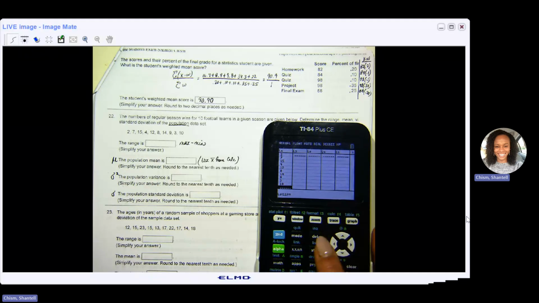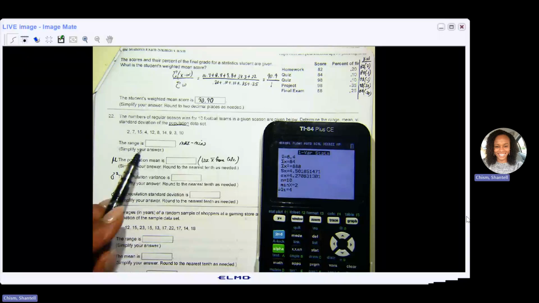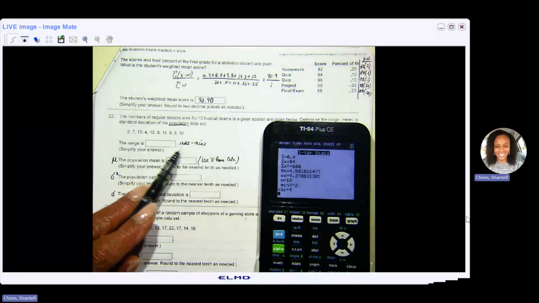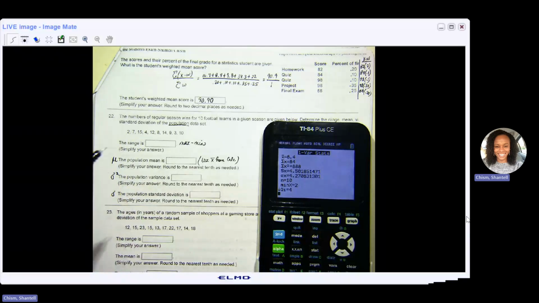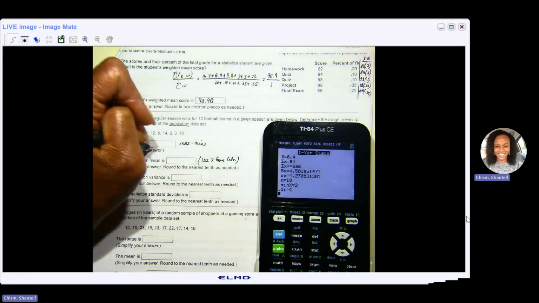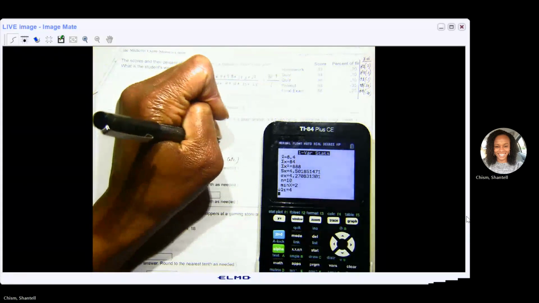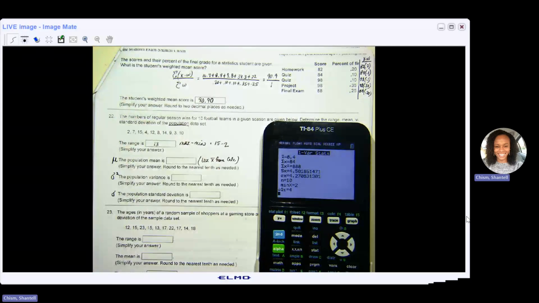Let's go ahead and get our information. Let's press stat now. We're ready to calculate now. Let's go over to calc, and we're still using number 1. Go on down to calc. So the mean, well, let's go ahead and get the range. The range is the max minus the min. So what, 15 minus 2? So that's 13. Okay. Nothing else to do there.